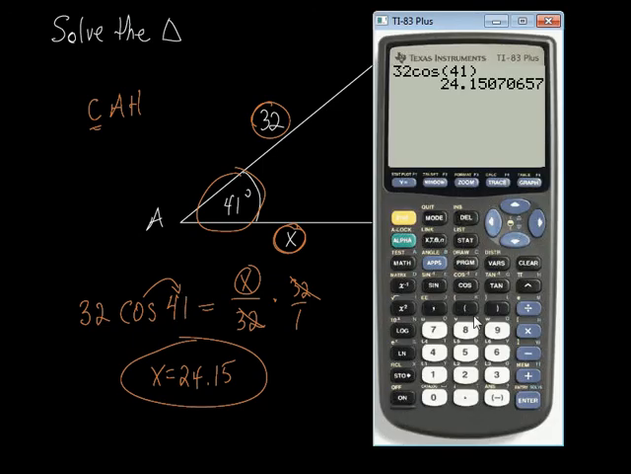Watch. If I just hit cosine of 41 degrees, right? Punch that in there. What is it? It's 0.75 blah blah blah. What in the world does that mean? That means any right triangle with a 41 degree angle, if I was to take the adjacent side and divide it by the hypotenuse, no matter how big or how small my triangle is, everybody listening?